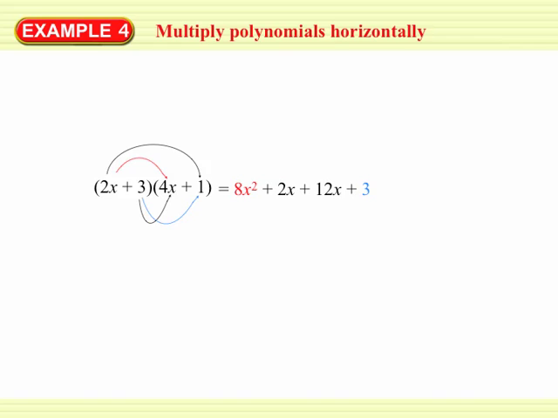What we're doing is we're multiplying the first terms together. 2x times 4x, that gives us 8x squared. Then the outer terms together, 2x times positive 1 gives us 2x. Then the inner terms together, 3 times 4x gives us 12x. And then the last terms together, 3 times 1 is 3.